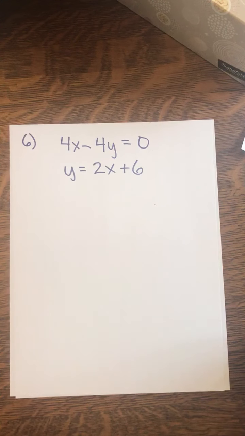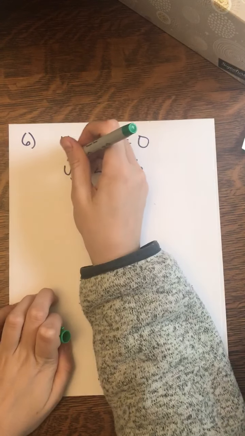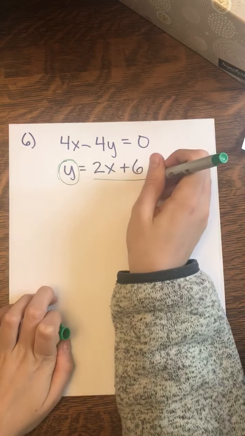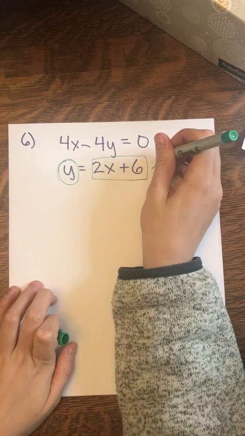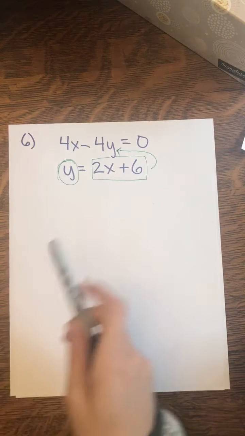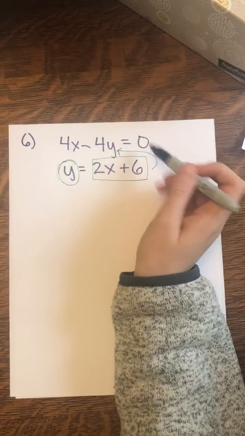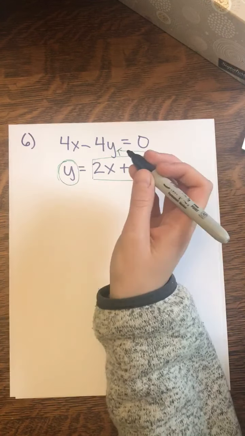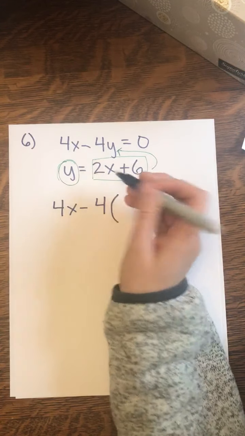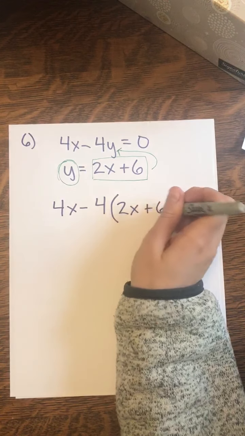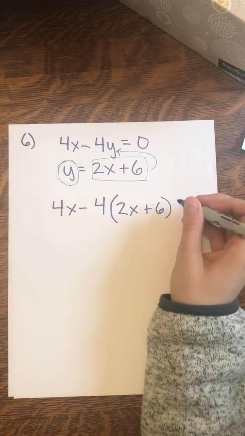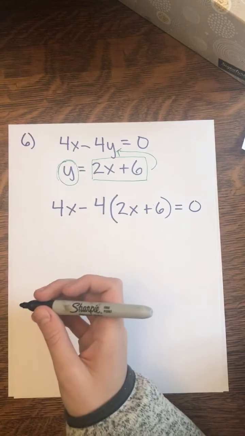Well, what's really nice about the second equation is I'm given what y is equal to. y equals 2x plus 6. So I can plug in this 2x plus 6 in for this y. So let me show you now. Because I'm given that y equals 2x plus 6, I can plug it in for y over here. So let me rewrite this new equation. It would be 4x minus 4 times 2x plus 6, because we just said that y equals 2x plus 6, so I can substitute 2x plus 6 in for y, equals 0. And now I have just one variable.